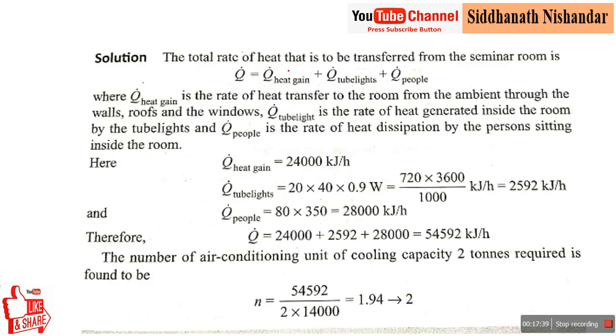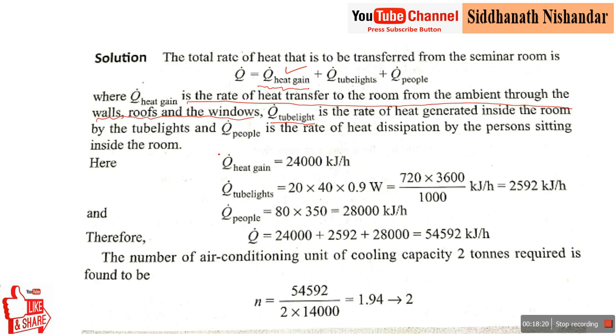The total rate of heat that is to be transferred from the seminar room: first we have to calculate the summation of heat which enters the room. First the heat gain, plus the heat of the tube lights and the heat of the people. The heat gain is what we have discussed, the heat entering via the glass, roofs and walls, the rate of heat transfer to the room from the ambient through the wall, roof and windows. Second is the tube light, the rate of heat generated inside the room by the tube lights, and third is the people, the rate of heat dissipation by the persons sitting inside the room.